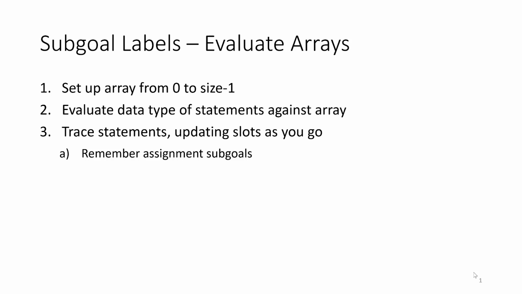This is the second worked example for arrays, dealing with traversing arrays. The subgoal labels for evaluating array statements are: subgoal 1, set up an array from 0 to size minus 1; subgoal 2, evaluate the data type of the statements against the array; and subgoal 3, trace the statements, updating the array slots as you go. Remember that for any assignment statements, you can go back to your assignment subgoals.